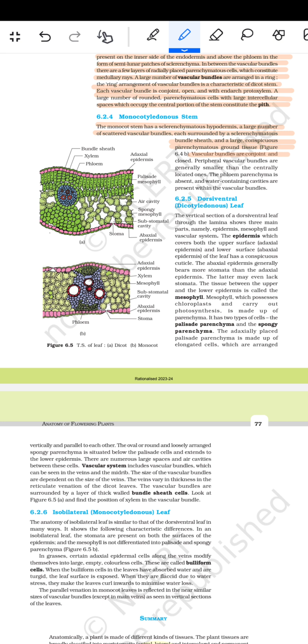Vascular bundles are conjoined and closed. Peripheral vascular bundles are generally smaller than the centrally located ones. The phloem parenchyma is absent, and the water containing cavities are present within the vascular bundles में. तो ये दिया हुआ है बंडल शीथ.